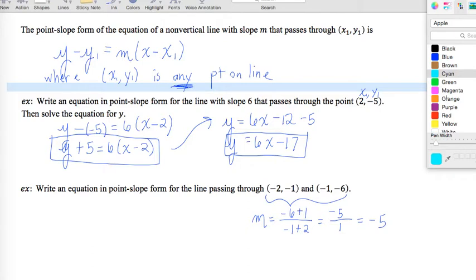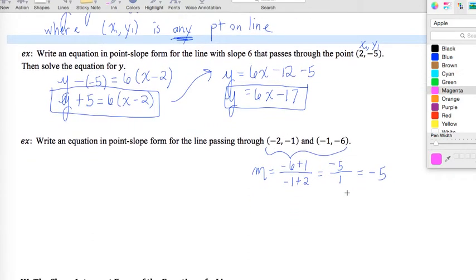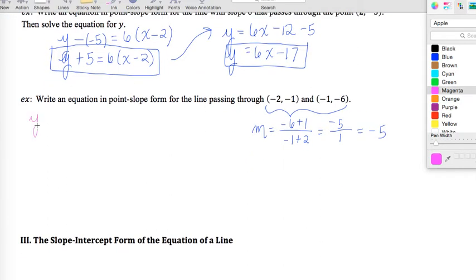Okay, so if we want to use point slope form, notice right here, x1, y1 is any point on the line. So we have two choices. We could use this point or that point. Okay, so if we plug in the first point, we'd have y minus -1 equals the slope, -5, times x minus -2. And then if we use this point, we'd have y minus -6 equals the slope, -5, times x minus -1. Now those are both correct answers. They're both versions of the same line.